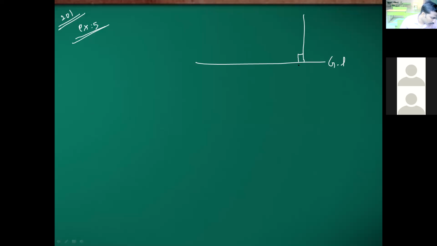The shadow of the tower standing on a ground level is found to be 40 meter longer when the sun's altitude is 30 degree than when it's 60 degree. So suppose we have the sun here. That shadow will come left hand side only. So we are getting 2 types of shadow, one 60 degree, another one 30 degree.